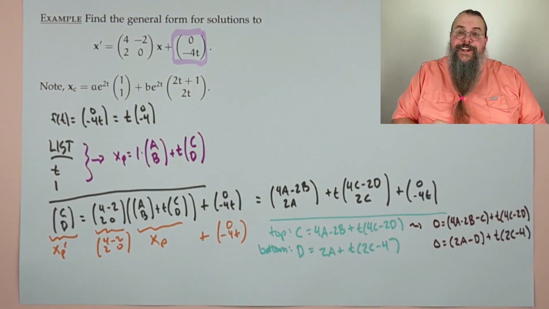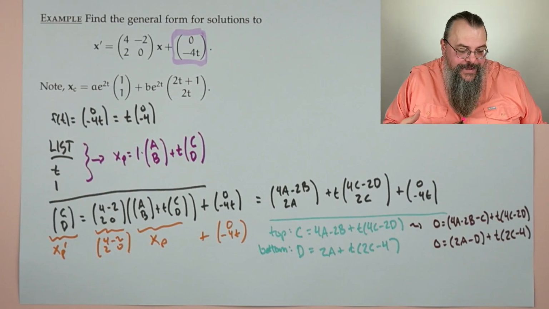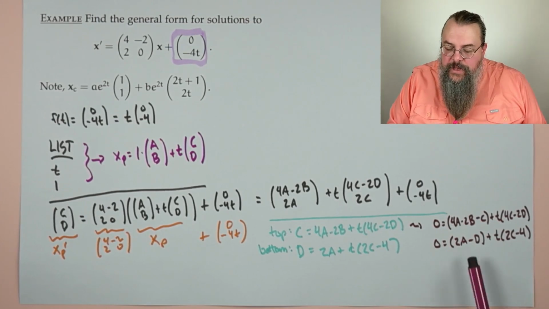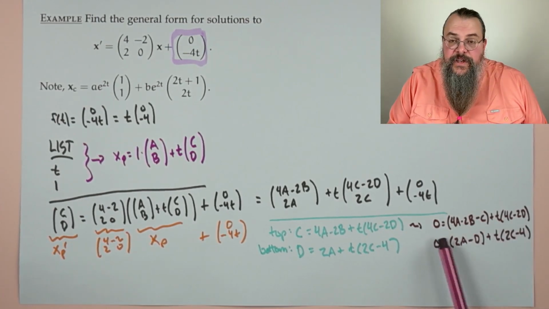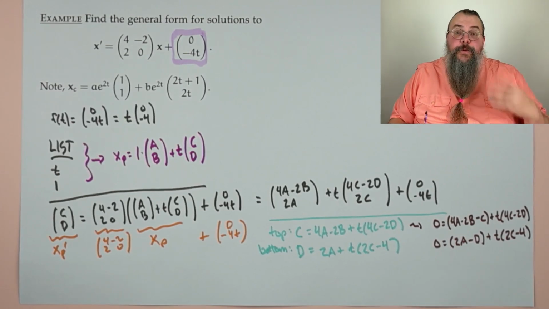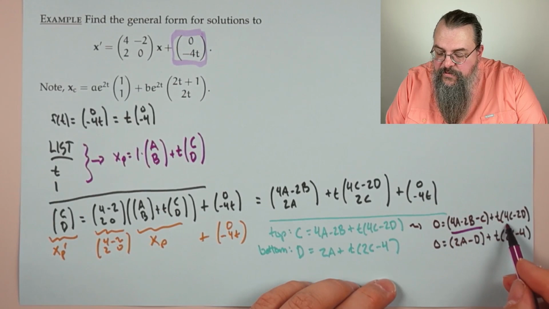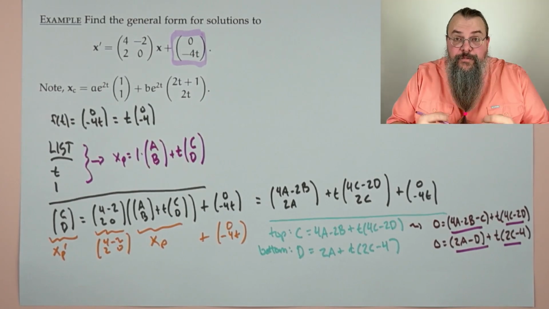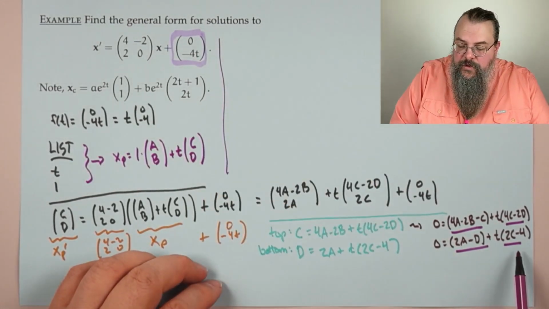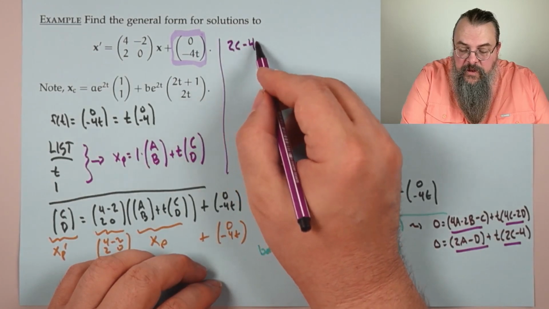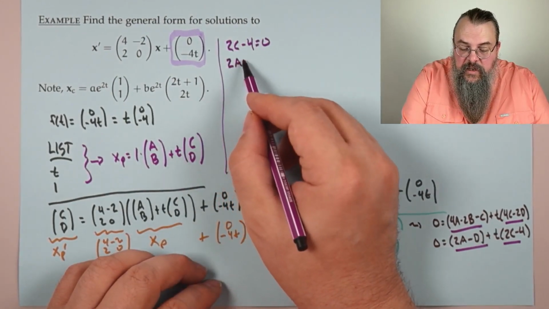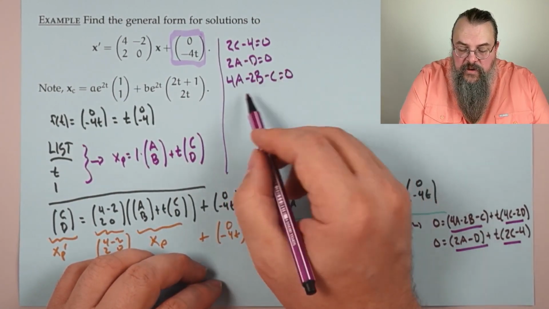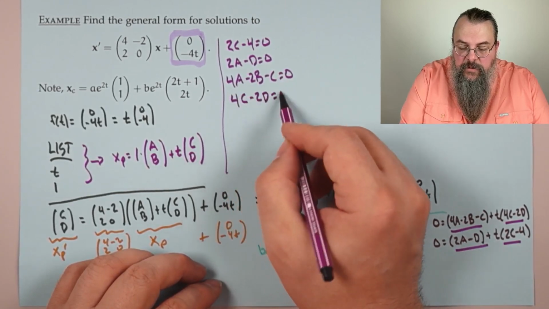All right. Now, how do we actually solve for our numbers a, b, c, d? Well, the thing is, we really have polynomials. We have number plus t times number equals 0, number plus t times number equals 0. So what we really have is that each of these 4 pieces must be 0. So 2c minus 4 has to equal 0. 2a minus d has to equal 0. 4a minus 2b minus c has to equal 0. 4c minus 2d has to equal 0.